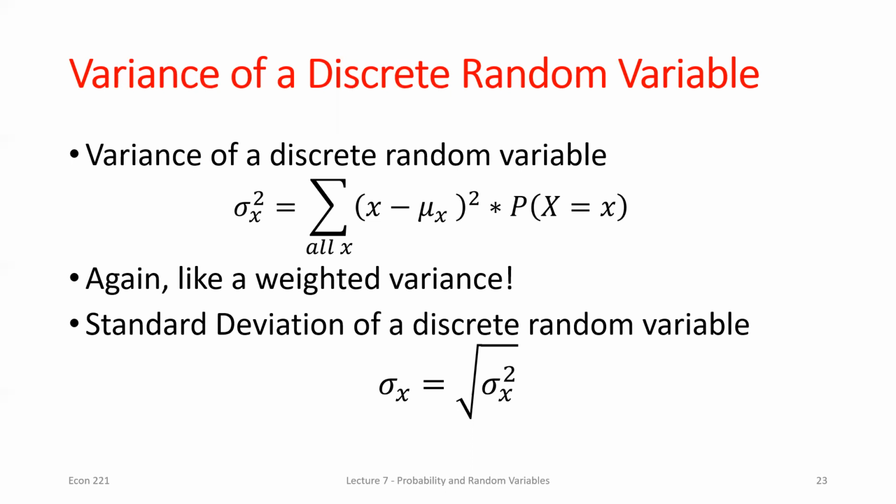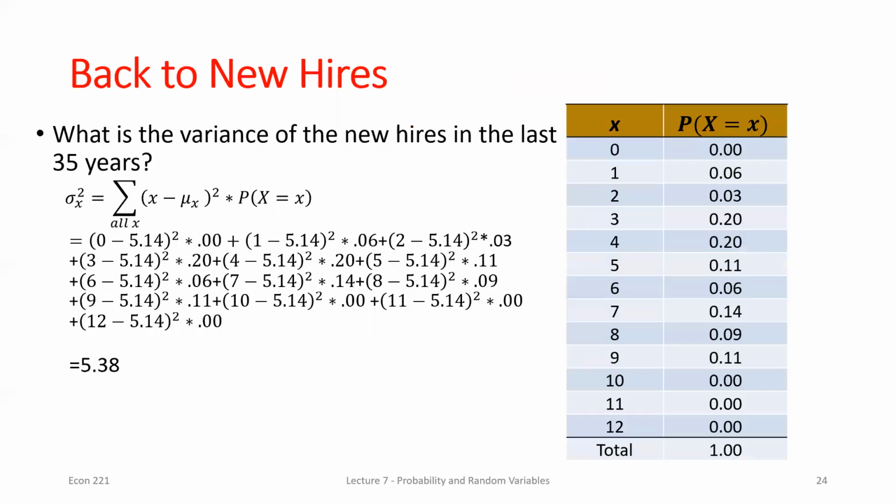And just like always, we wanted the standard deviation. You just take the square root of the variance. All right, so nothing really new here. It's just looking at it in a slightly different context than what we've done before. Okay, so if I had that example of the new hires, I now know that the mean was 5.14. I'll go to that first outcome of 0. I'll subtract that mean of 5.14, square that deviation. Once I do that, I'll then multiply by the probability I see that deviation.